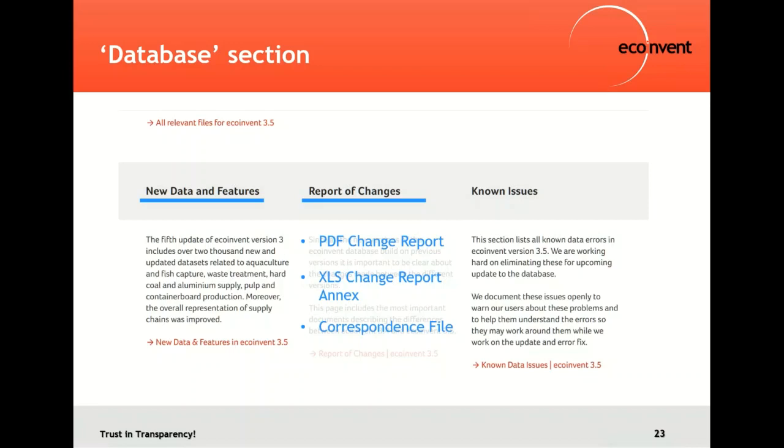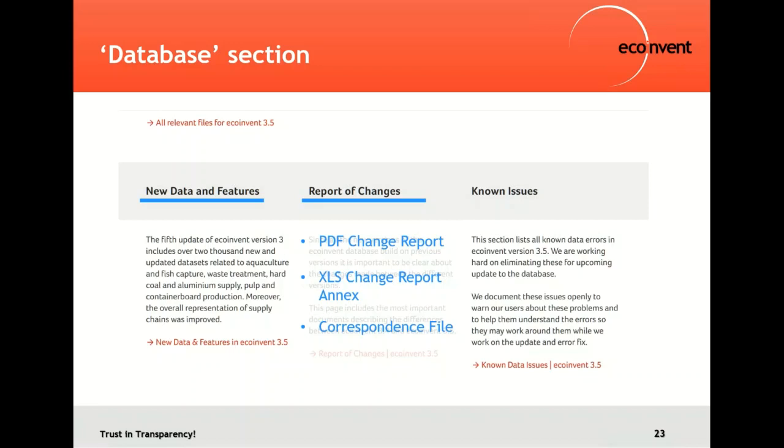Everything will be listed here in a PDF report that you can read, and you can search for any dataset where you saw changes to read a description of the changes that were made. And you have the Excel change report annex, where you can see a list of all flows of the database and what changed and what not. This change report annex is only accessible for licensees. The PDF report is accessible, of course, for everyone.